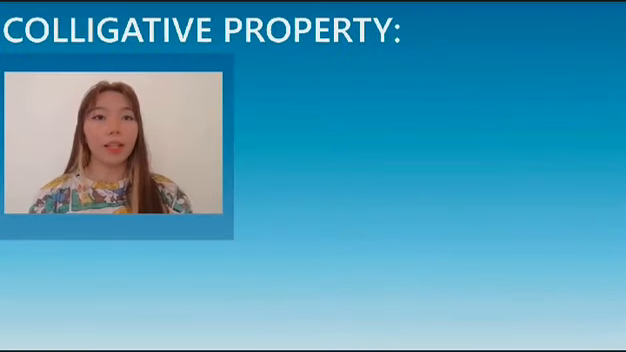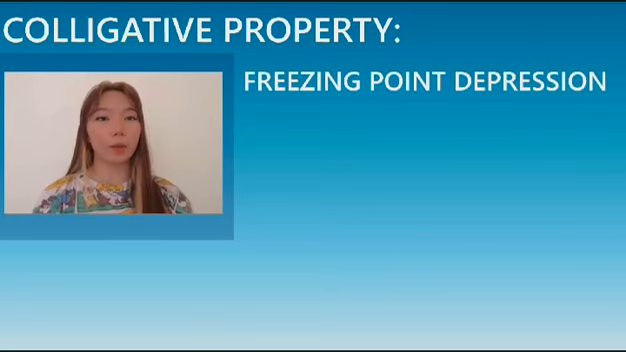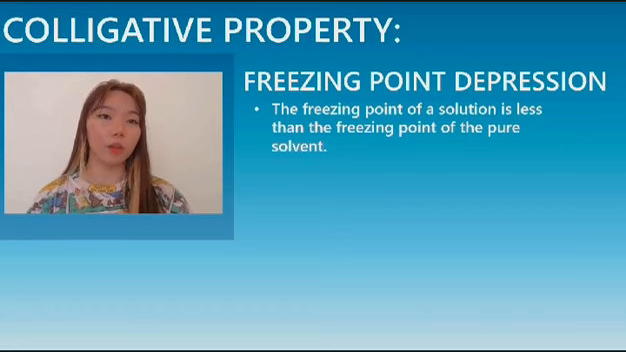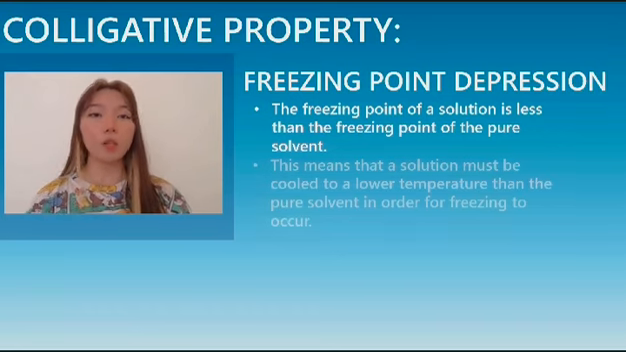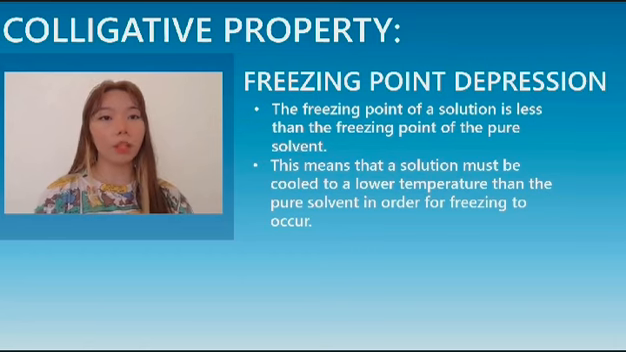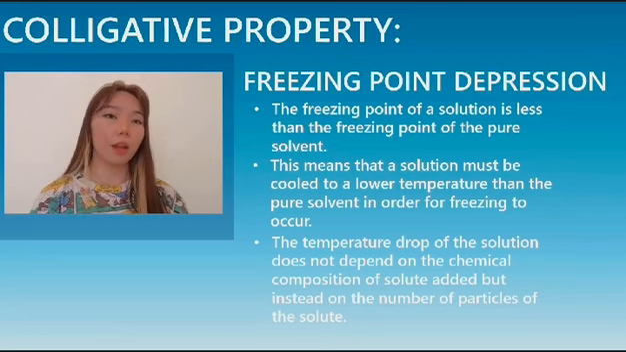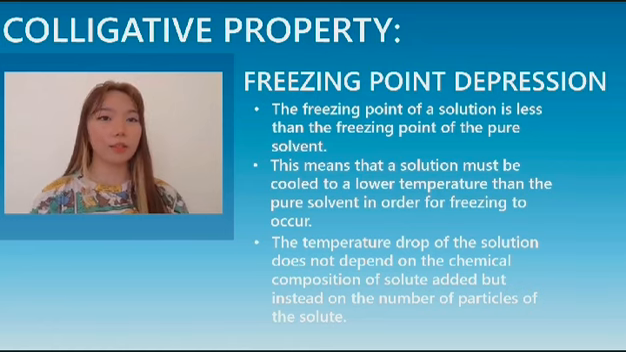We determined that the colligative property present in the procedure of producing ice cream is called freezing point depression. This property explains a phenomenon in which adding a solute to a solvent decreases the freezing point of the solvent. This means that the solution must then be exposed to a lower temperature in order for freezing to occur. Furthermore, the temperature drop of the solution does not depend on the chemical composition of the solute, but instead on its number of particles.